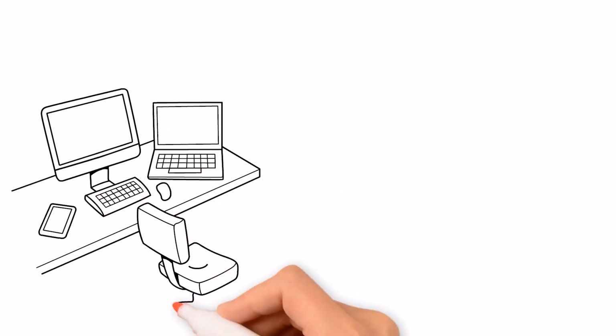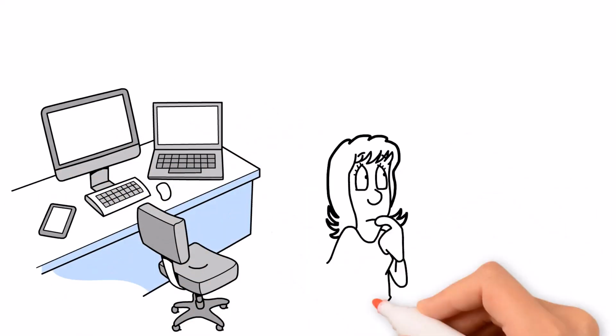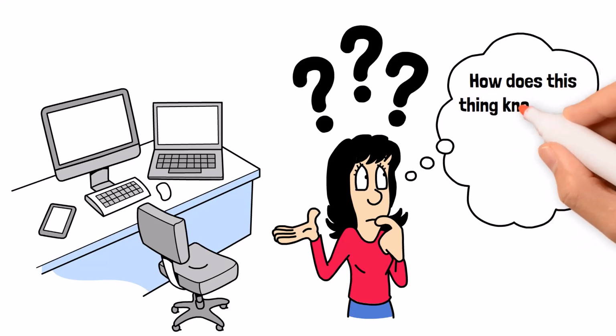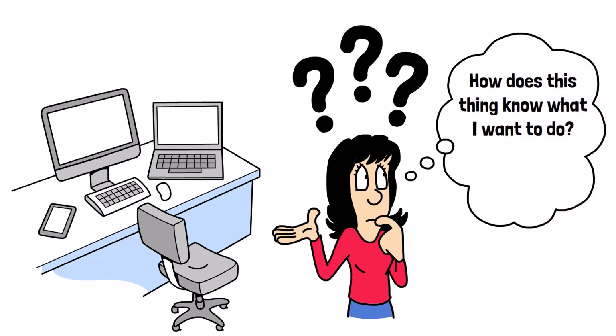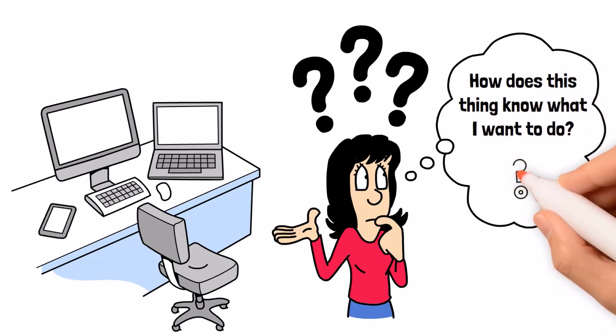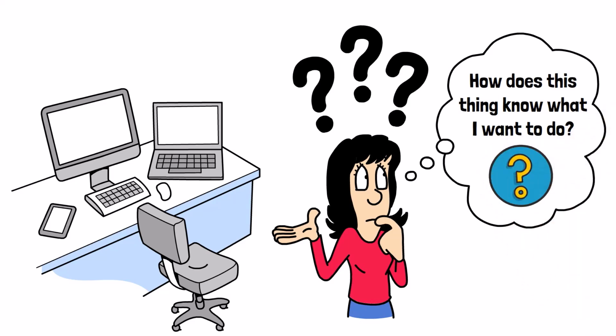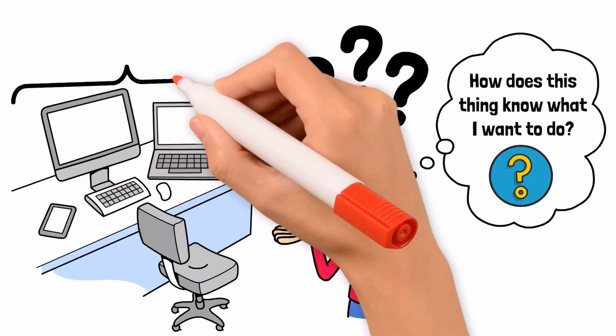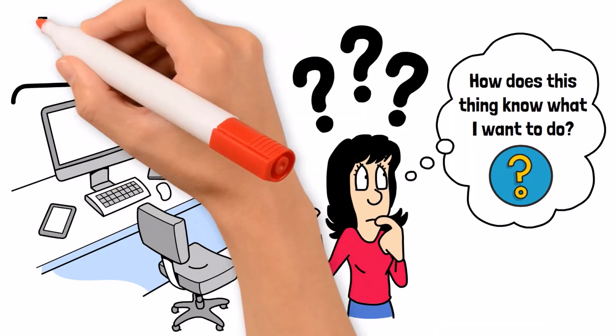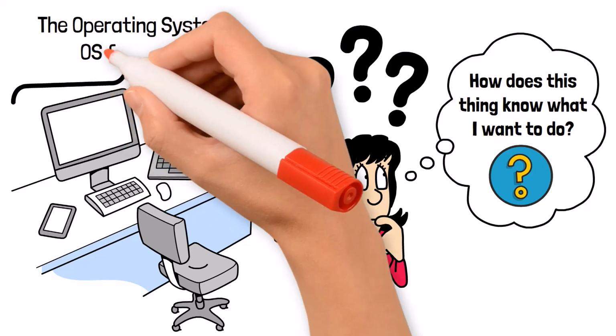Have you ever used a computer, a tablet, or a mobile phone and wondered, how does this thing know what I want to do? How does it open apps, save files, play music, and let you browse the internet all at the same time? Well, the real superhero working behind the scenes is something called the operating system, or just OS for short. Let's start with a simple example.